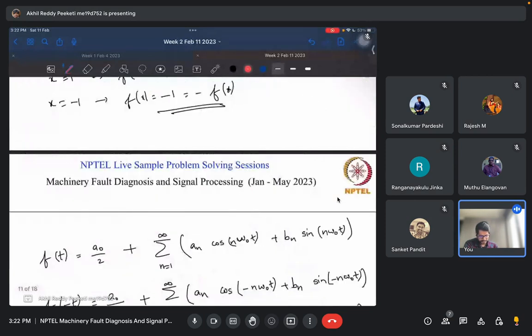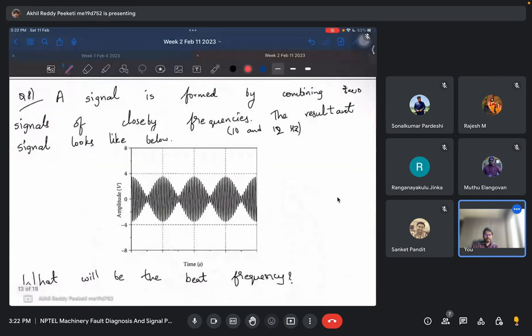Now let's look at the next question. So a new signal is formed by combining two signals of very close frequencies, here 10 and 12 hertz, and the resultant signal looks like below. This is called the phenomenon of beating. When you have two very close frequencies and you combine them, you will have a new signal which looks like this. And for this case, what will be the beat frequency? Anyone has any idea about the beat frequency?